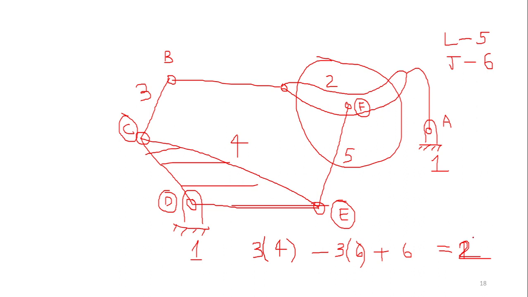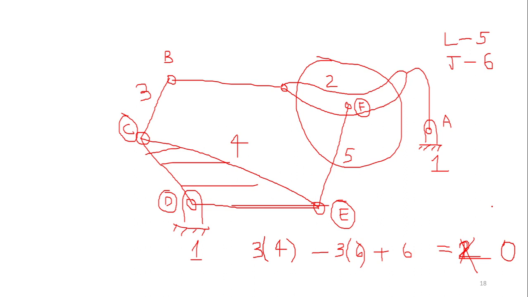I'm sorry. This is 12 plus 6, 18. 18 minus 18, 0. So this is a 0 degree of freedom mechanism. So this has a degree of freedom 0 and not 2. I'm sorry. I made an arithmetic mistake. This has 0 degrees of freedom.